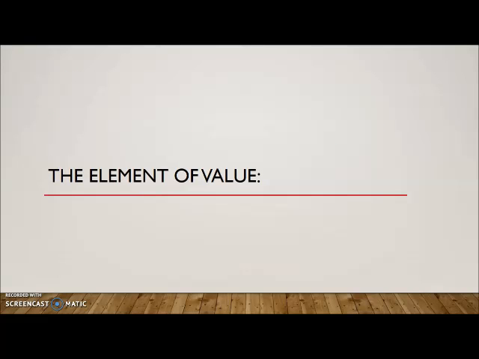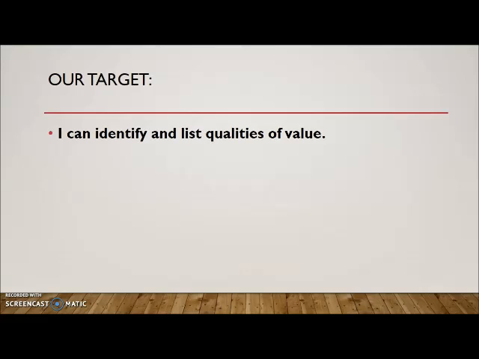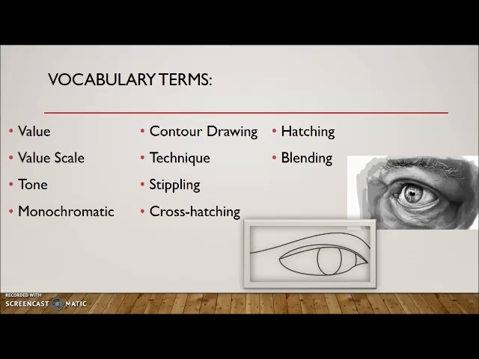The element of value. Now, our target is to identify and list qualities of value. And of course, by qualities, I mean characteristics of value. The vocabulary terms include value, value scale, tone, monochromatic, contour drawing, technique, stippling, cross-hatching, hatching, and blending.